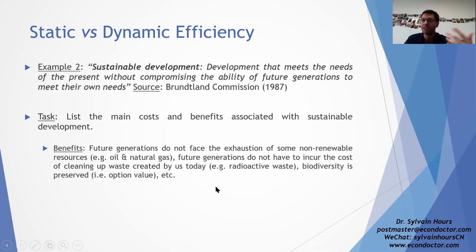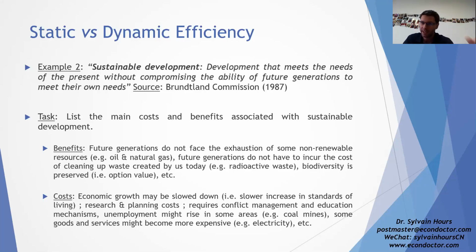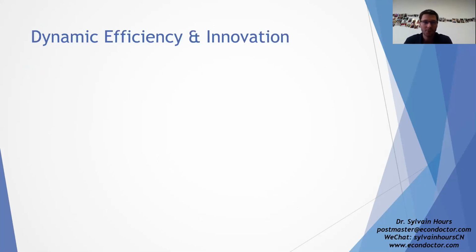And same thing for each example, you can ask your students: what are the main benefits of sustainable development? What are the main limitations? The main limitation, of course, is that economic growth today may be slowed down. Last example, and this is usually the one that is expected in the examinations, is about innovation. So I have a few slides about dynamic efficiency and innovation, simply because innovation is also an example of a trade-off between static efficiency and dynamic efficiency.